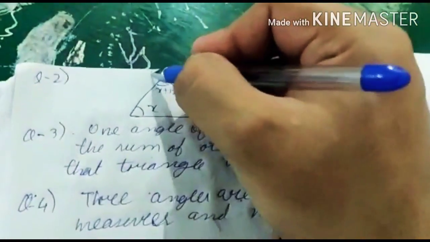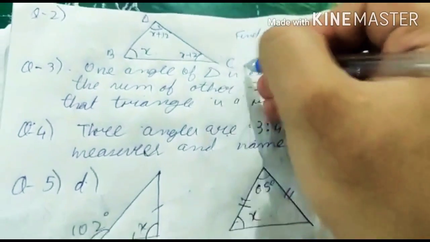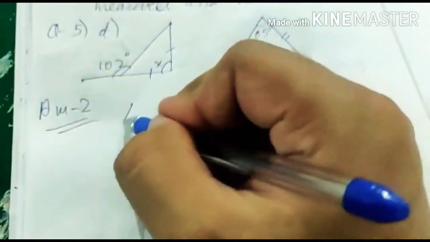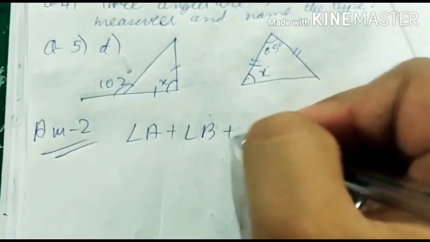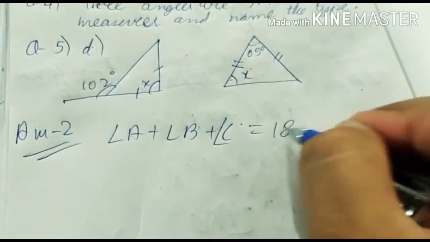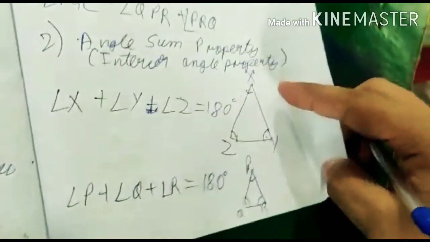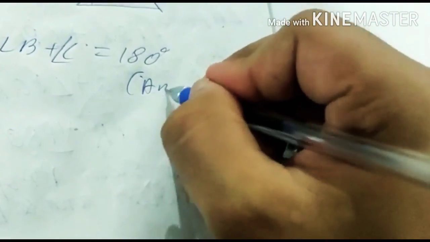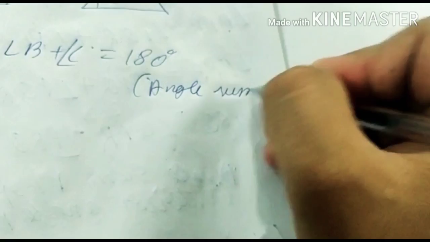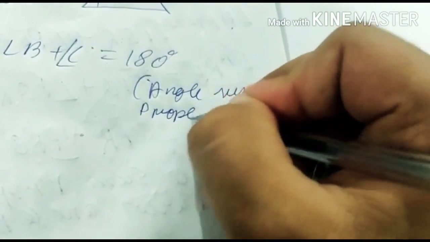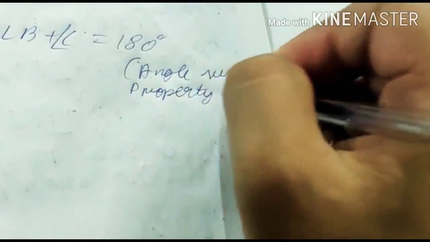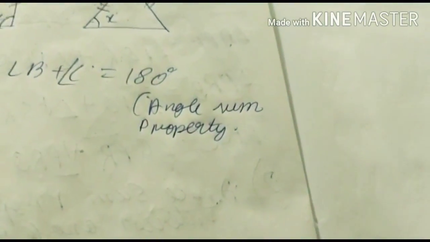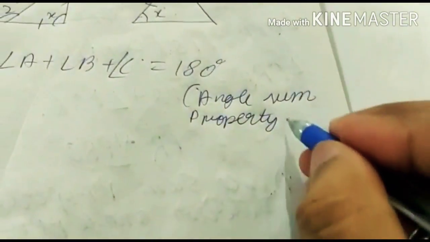So always remember, if this is triangle A, B, C, angle A plus angle B plus angle C is equal to 180 degrees. This is the angle sum property. We will write here angle sum property, that says that the sum of all the interior angles is equal to 180 degrees.